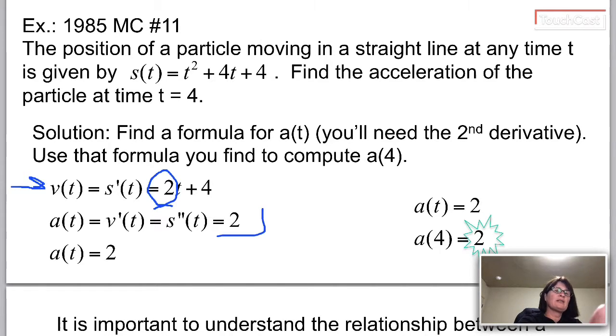So my whole acceleration function is right here, 2. So that's interesting, that's a constant function. Notice it doesn't even depend on the input value. So a of t is 2, no matter what the t value is. So when I find a of 4, that's also equal to 2.